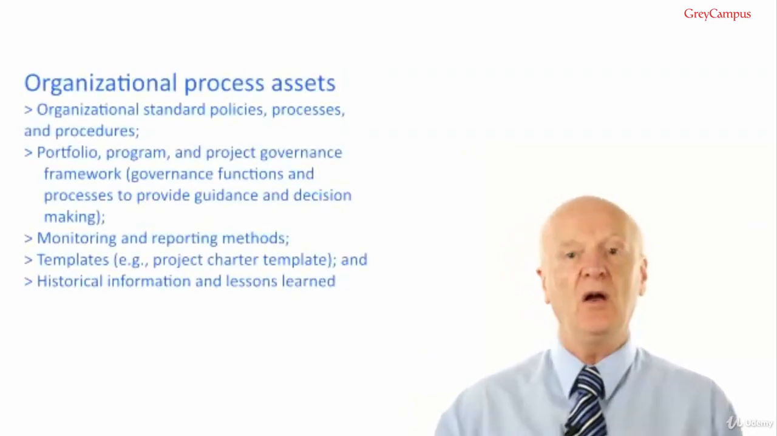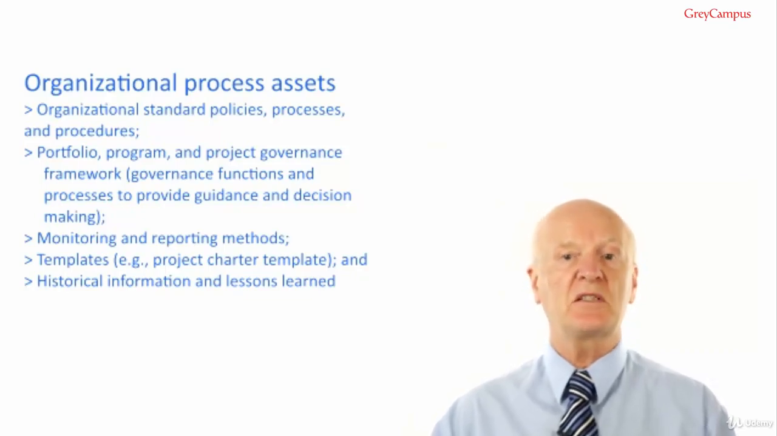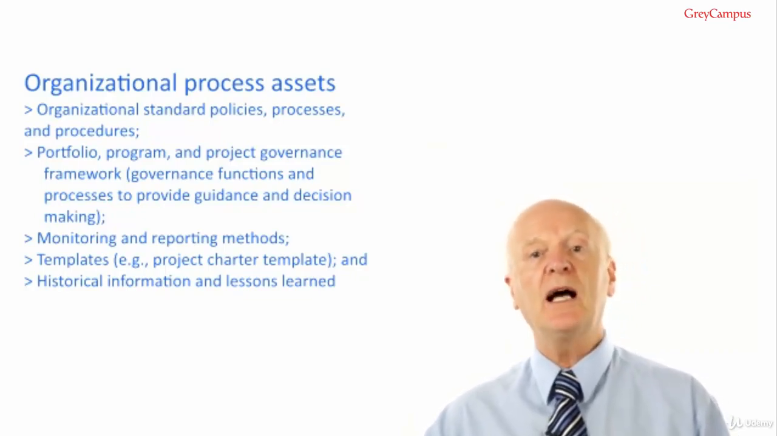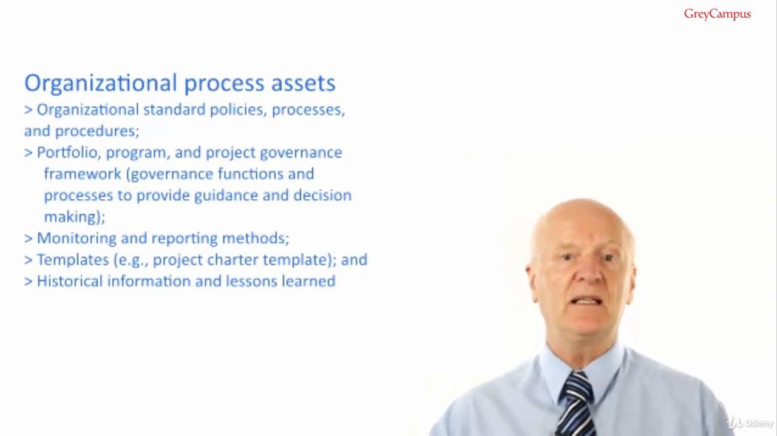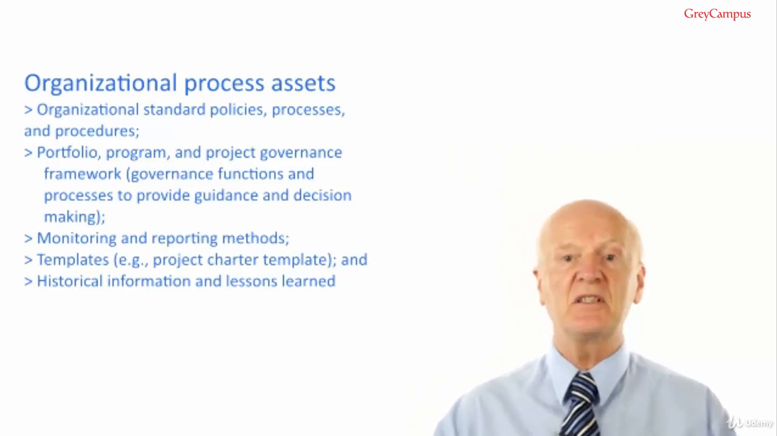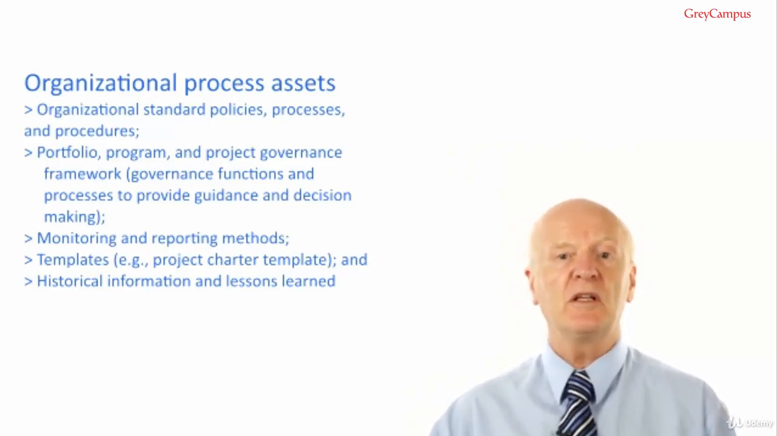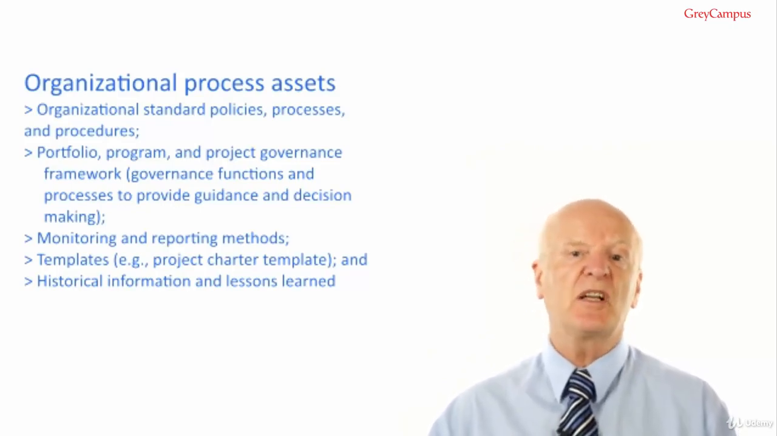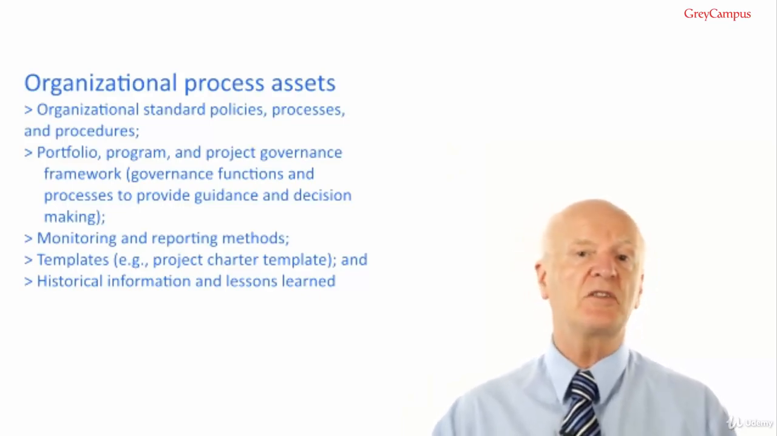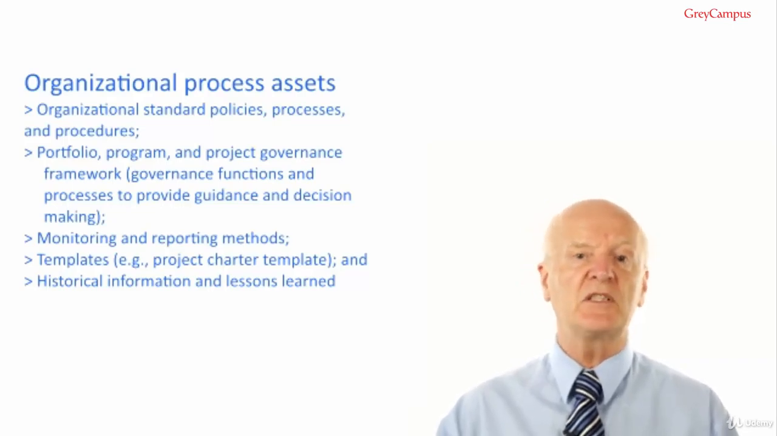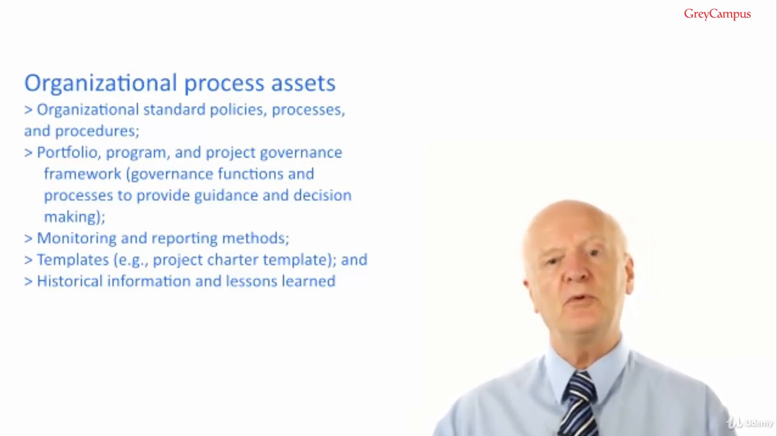Input number 4, organizational process assets that can influence the develop project charter process include organizational standard policies, processes and procedures, portfolio, program and project governance framework, governance functions and processes to provide guidance and decision making, monitoring and reporting methods, templates, e.g. project charter template, and historical information and lessons learned from developing project charters for previous projects. So you can learn what worked well, what didn't on previous similar projects, and use these to help you improve your project. That's the end of the inputs.